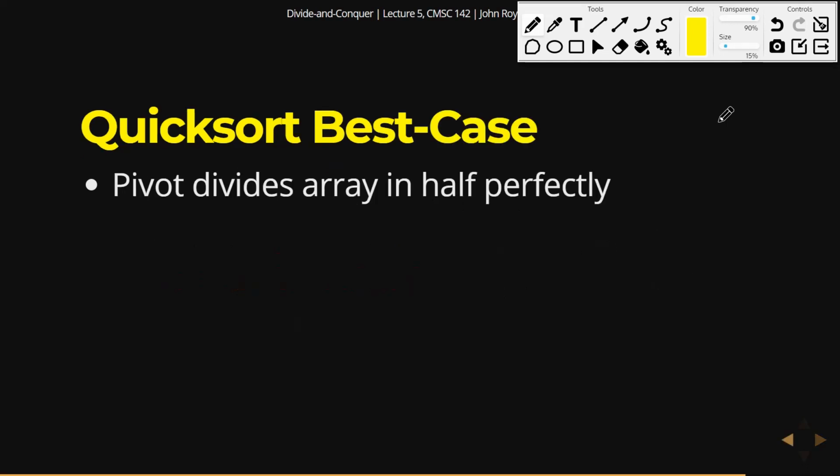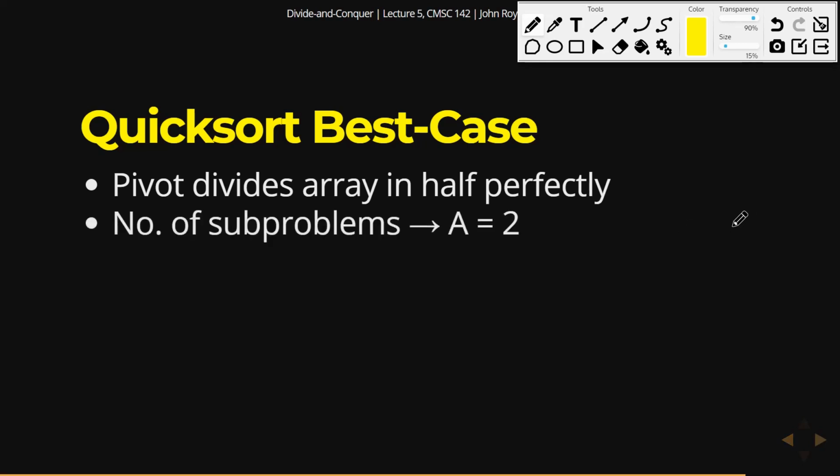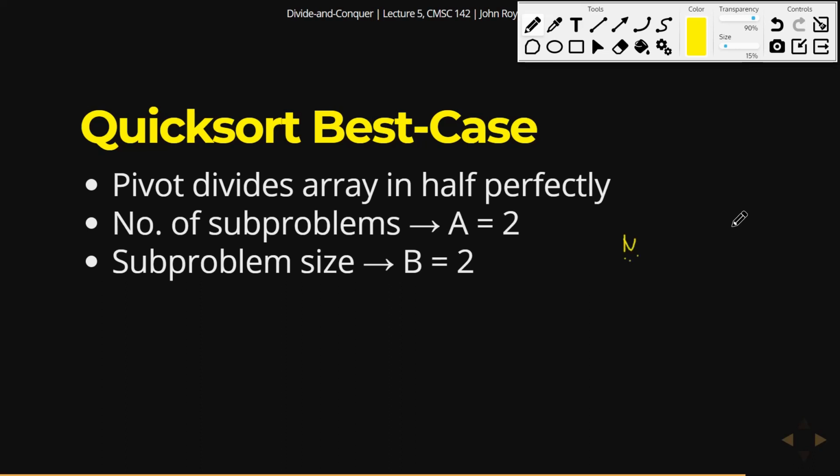Okay, now how about the best case? For the best case of quicksort, the pivot divides the array in half perfectly. For this one, we could actually analyze it, because we know that it's perfectly in half. So we still have two subproblems, and the subproblem size this time would be n over 2, because it's half, so therefore B is equal to 2, right? That is if it's in the best case, wherein the pivot actually divided it into half equally. Okay.